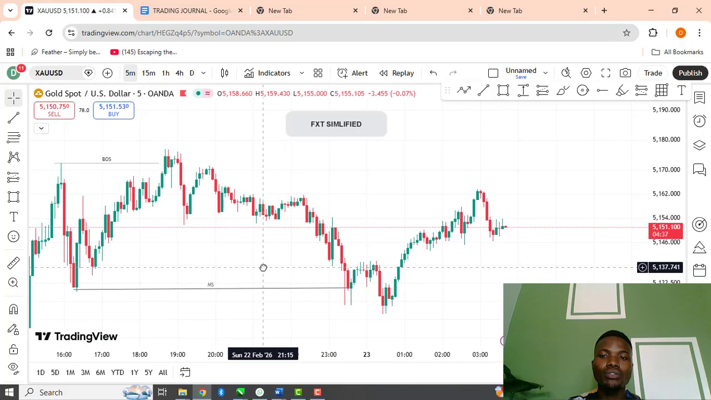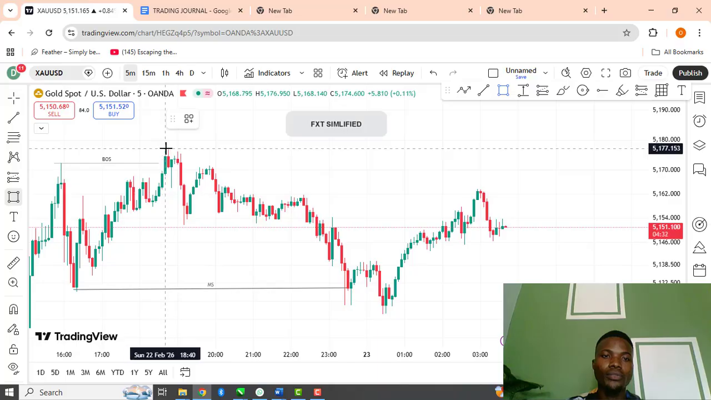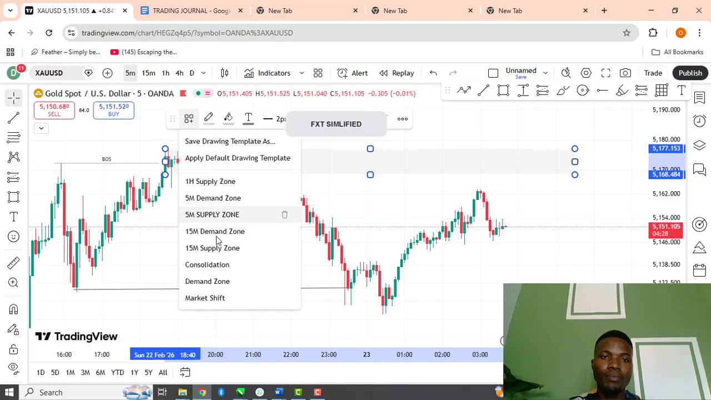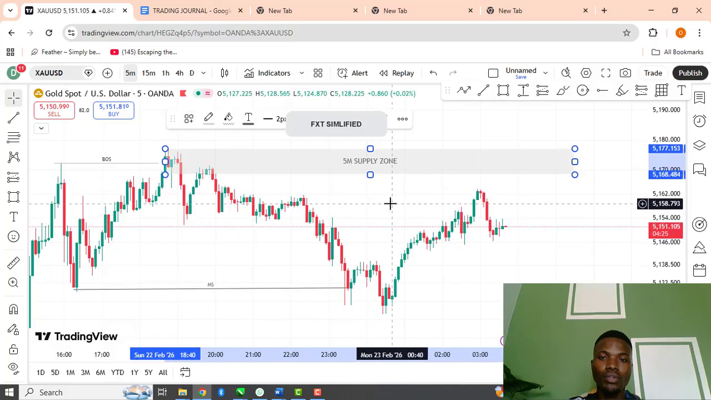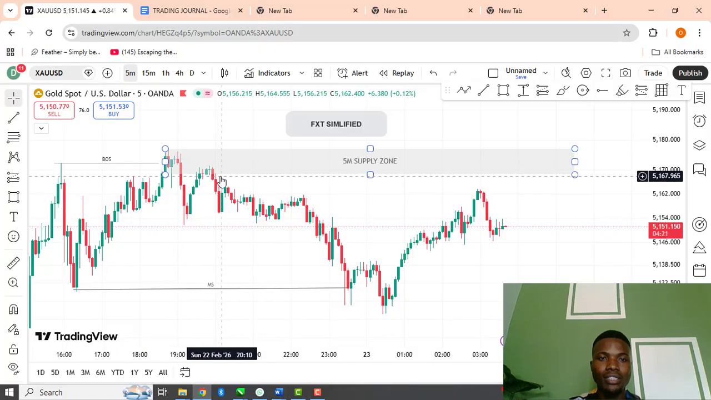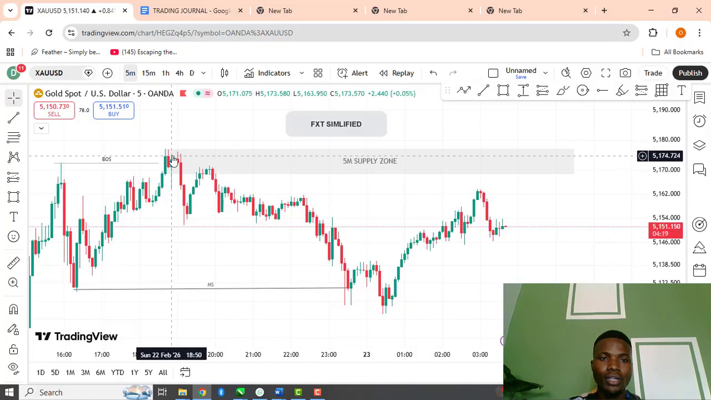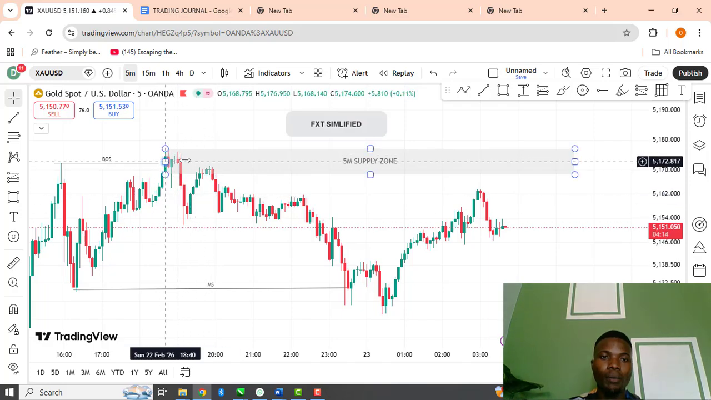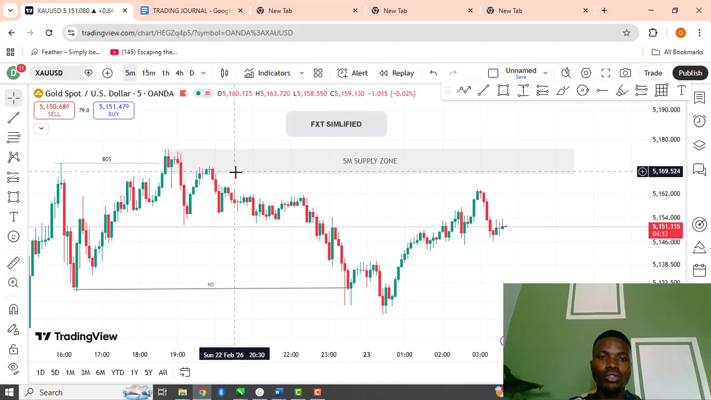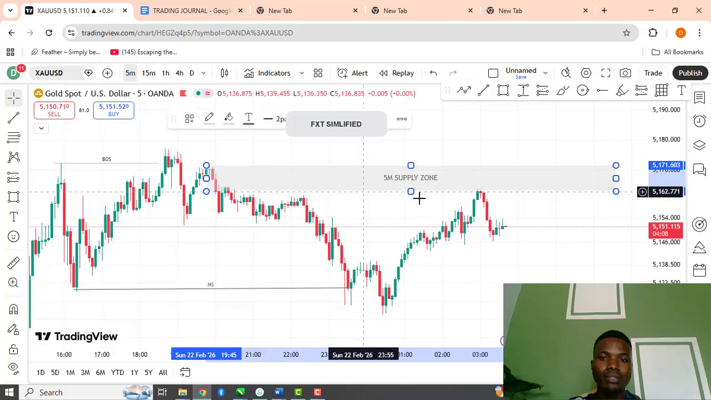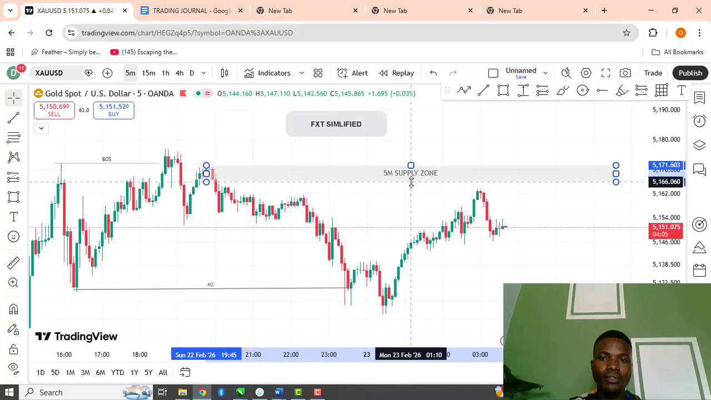So right now, where do we look out for our entry? We know that this is a supply zone. These are 5 minute supply zones, and in fact this zone has actually been respected already. You can see that after price got to this stage, it comes down and taps into this previous supply zone. It means that this zone is not really so valid, so we can shift our supply zone to this level right here.